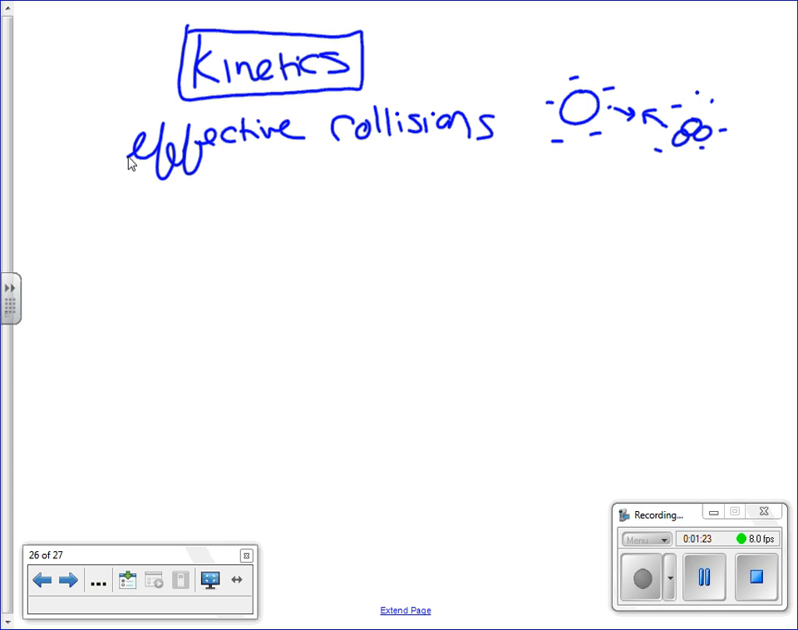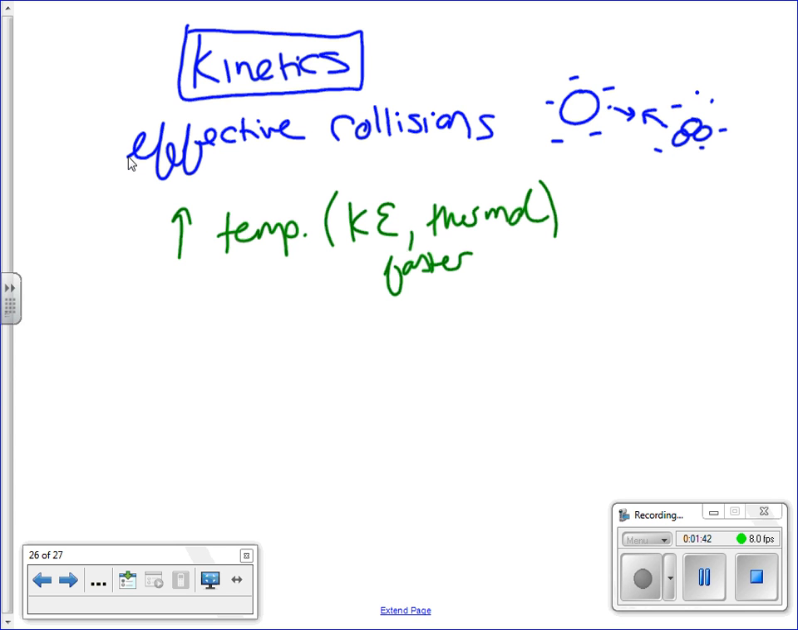How can you speed up a reaction? You can increase the temperature. That's the same as adding kinetic energy. Okay? Adding heat is thermal energy. Those are different types of energy. Kinetic or thermal energy. If they are moving faster, that means they're going to run into each other more.